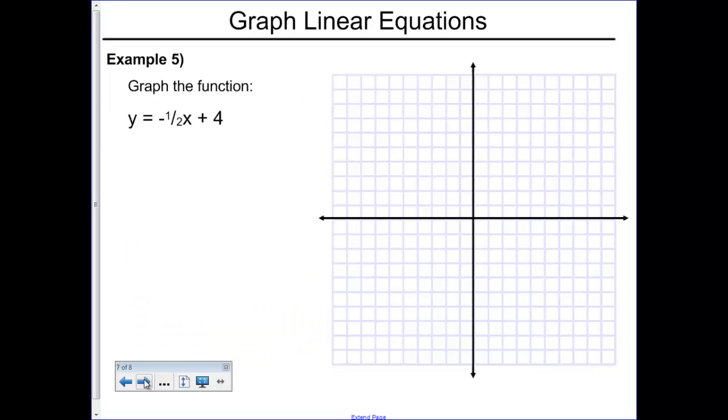Example 5, graph the function. Basically, this is nothing more than what we did a couple examples ago. The difference is instead of calling it an equation, we're calling it a function because y is simply isolated by itself. Now we still have to come up with a table of values. I got a domain value, a range value. And remember, domain is the same thing as x, and range is the same thing as the y value.